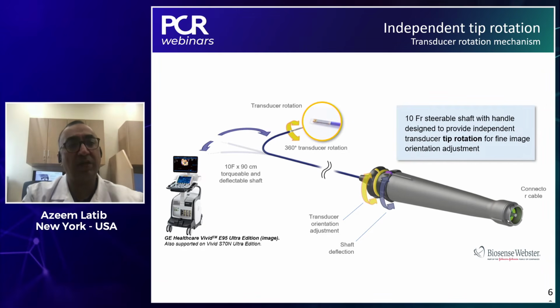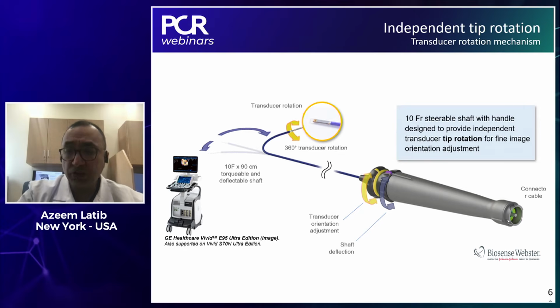You're sitting in front of a valve, and now you can really rotate independently across the valve and see the valve in a much better way. So this independent rotation, I think, is unique to this catheter. It's the only catheter where the distal tip has independent rotation of the transducer. And I think that's potentially a huge advantage when you're trying to do particularly valve studies in this patient.